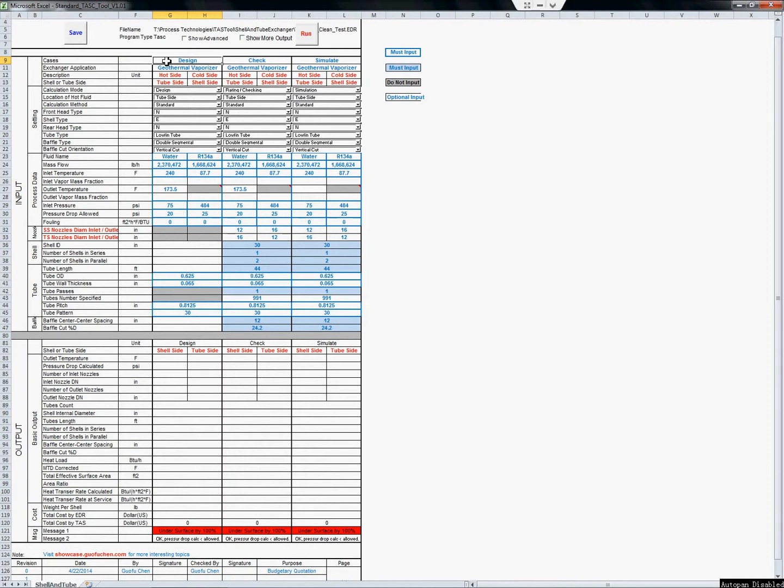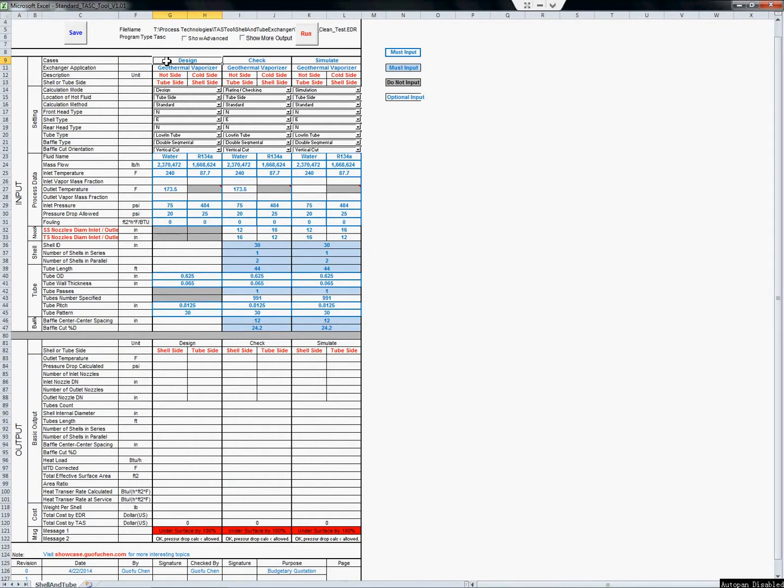Is it possible to design, check, or simulate shell and tube exchangers in 1 minute? Surely it is. Aspen Exchanger Design and Rating program, EDR, is widely used to design, check, or simulate shell and tube exchangers in the oil and gas industry. It is extremely powerful. However, being powerful also means being complicated. A user-friendly program was written by Guofu Chen to guide process engineers to design, check, or simulate shell and tube exchangers in just 1 minute.